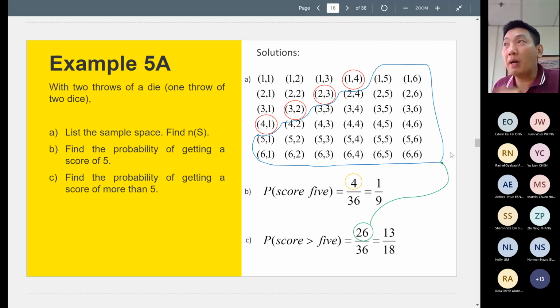So you may find that the possible outcomes altogether, how many? 3 multiplies 6 will be 18. Okay, 18 is the numerator. 18 divided by 36. So the answer is 1/2.